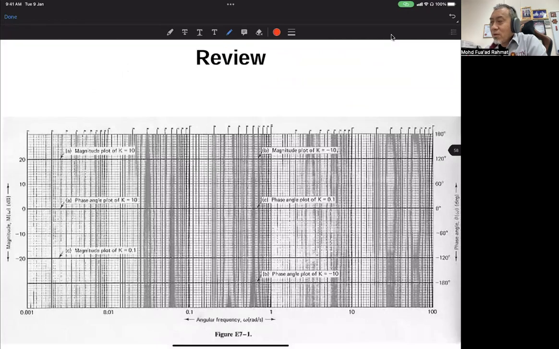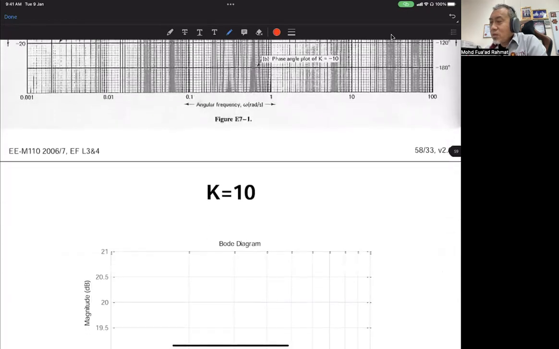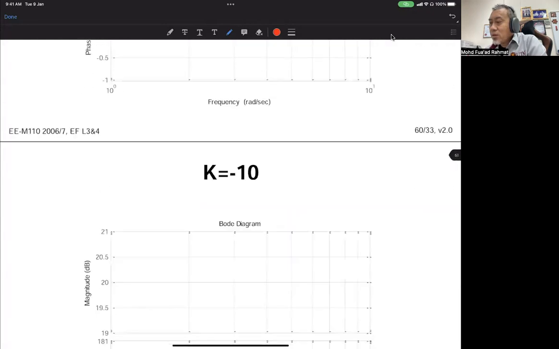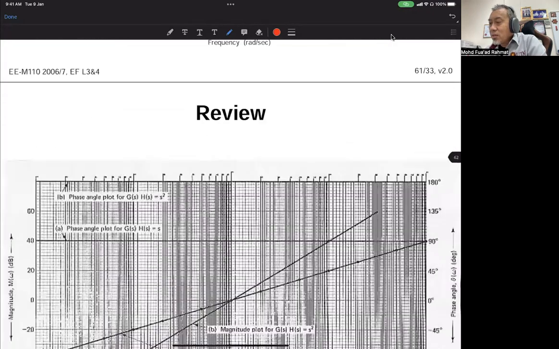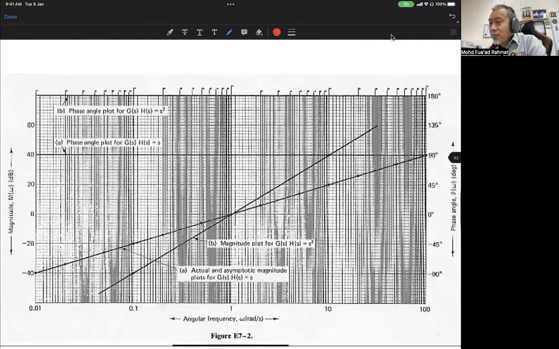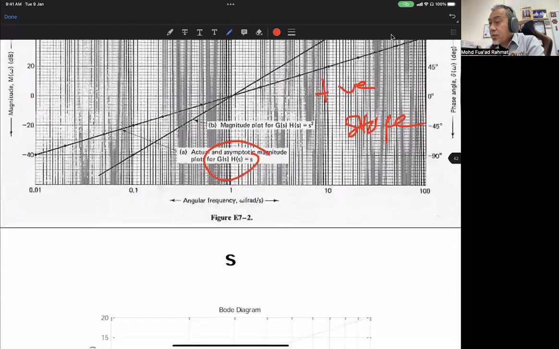Some review of the Bode plot before we start the problems, for you to read. I will skip this one, just to review the shape of it. This one is a sample of zeros, when the transfer function has zeros only, S. So the slope is positive, positive slope.